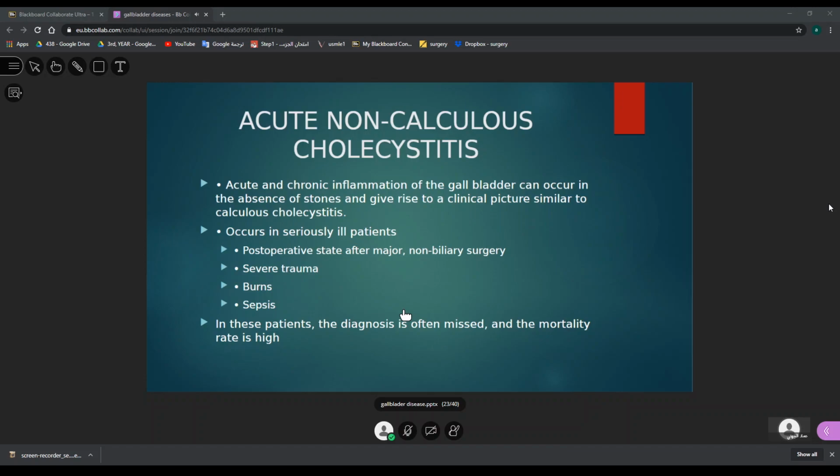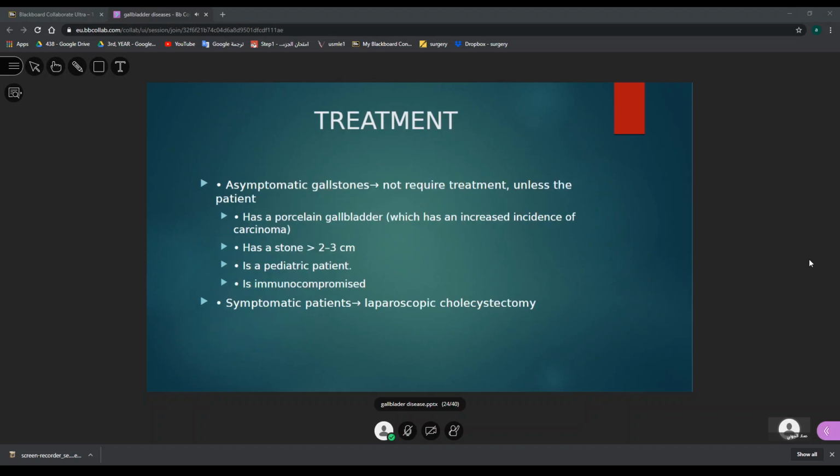Okay. Treatment: asymptomatic gallstones do not require treatment unless the patient has porcelain gallbladder, which has an increased incidence of carcinoma, has a stone 2 to 3 centimeters, is a pediatric patient, or is immunocompromised. Then we do surgery for him, laparoscopic cholecystectomy. Symptomatic patient, we do for him laparoscopic cholecystectomy.